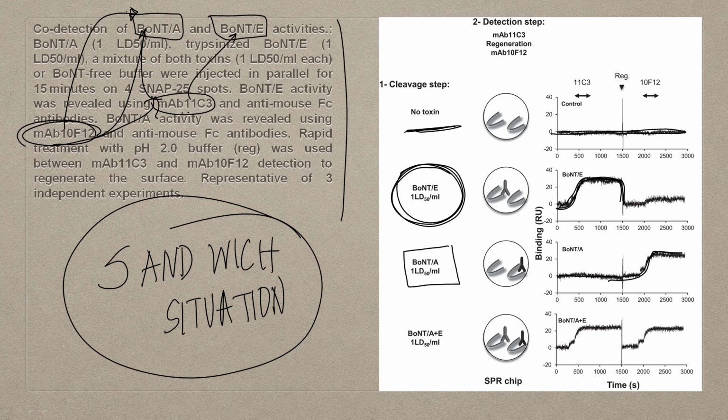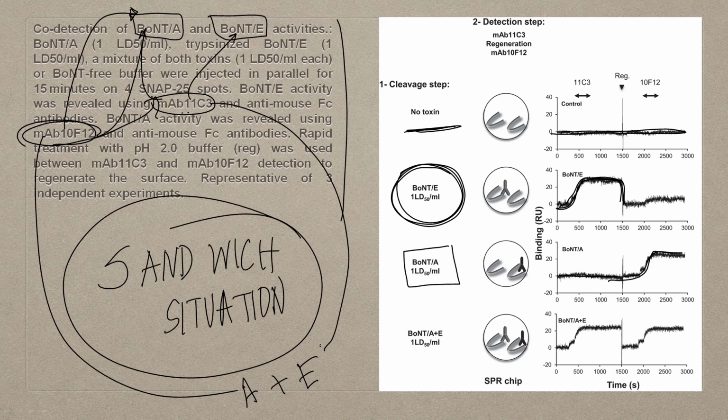Okay. Now, what you are trying to do is a sandwich assay where you want to detect both. Say, for example, your sample has A plus E. So, automatically you need the antibody against A, which is 10F12, and you need the antibody against E, which is 11C3. Both these antibodies you will be needing for your assay. So, the first signal you are getting is for E, the second signal you are getting is for A, and the summary signal you are getting is for A as well as E.